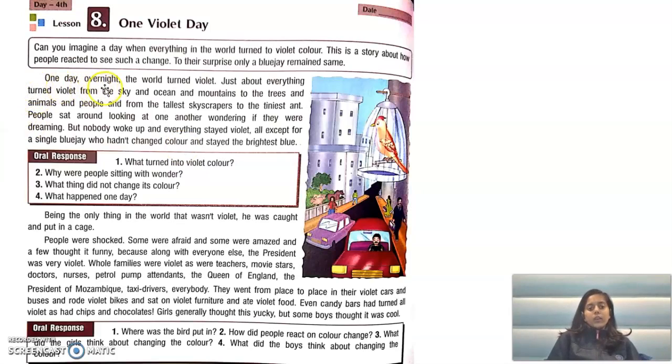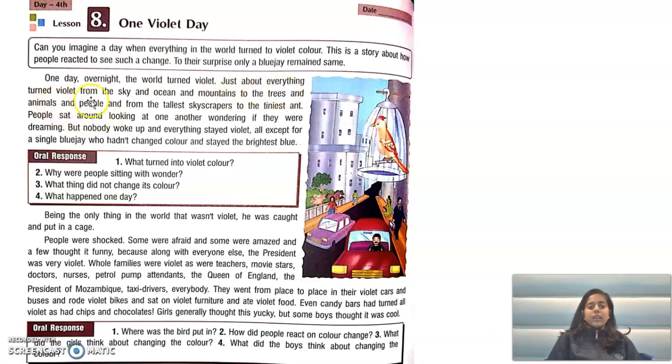One day, overnight, the world turned violet. So one day what happened? Overnight means in one night. Within one night, what happened? The whole world turned violet. The whole world became of violet color.